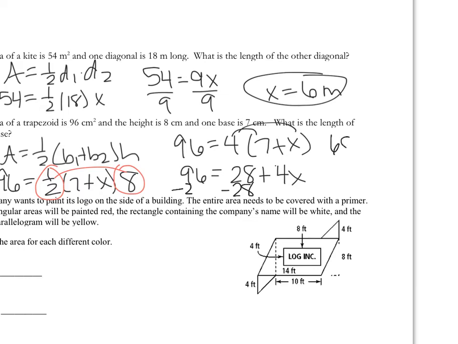I get 68 equals 4x, and then I'm dividing by 4, and that's how you get x is equal to 17 centimeters.